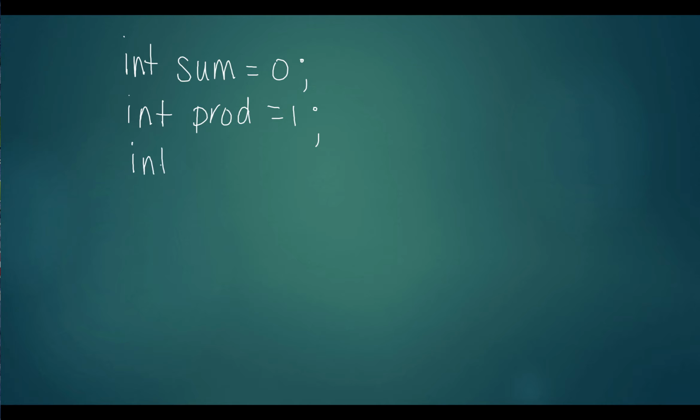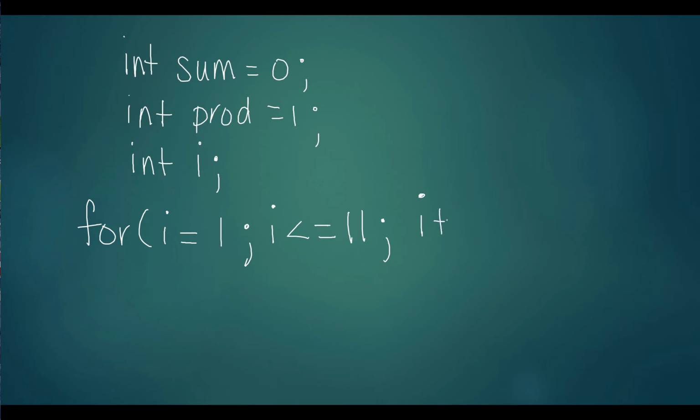So we start out, we have to have a variable sum, which we will initialize to 0, a variable product, which we will initialize to 1, and our iterator, I, which we're going to initialize in our for loop. And our for loop will be for I equals 1, because we're going to start from 1, go up to 11, I less than or equal to 11. But then instead of going up by 1 every time, we're going to go up by 2 because we care about the odd numbers. So we're going to do I plus equals 2.